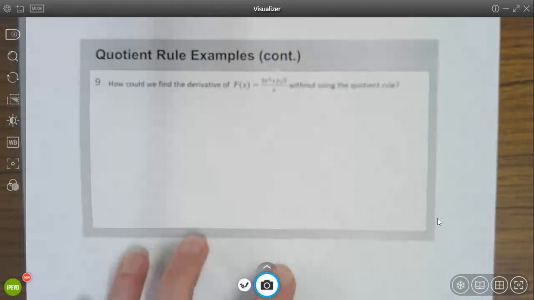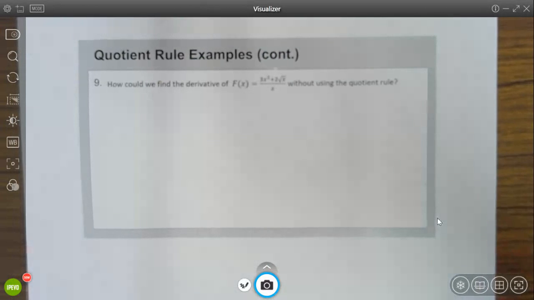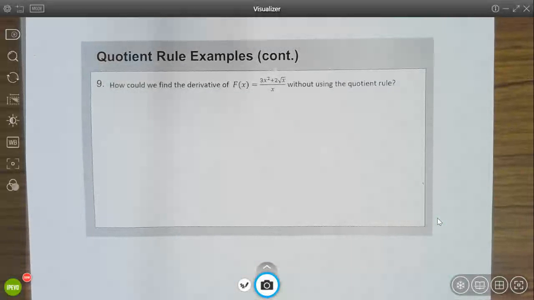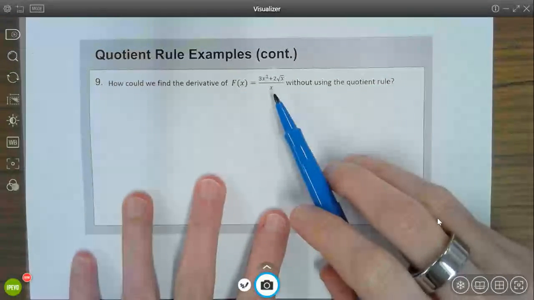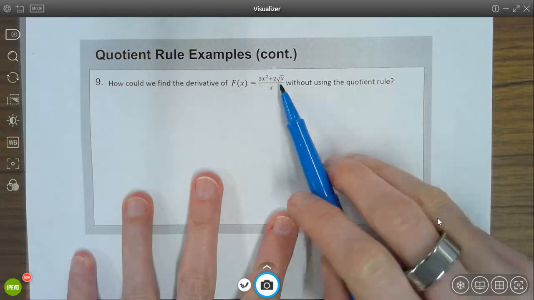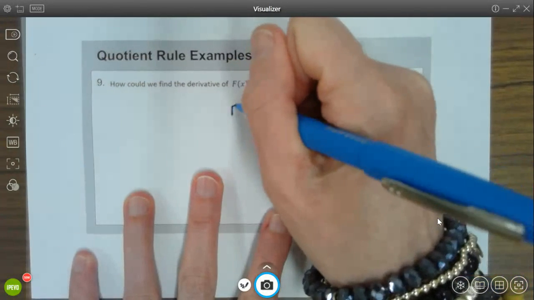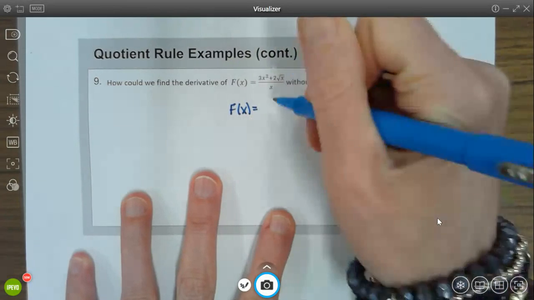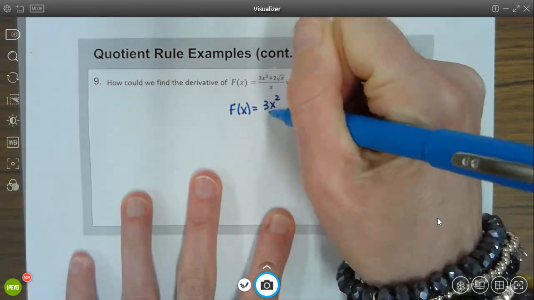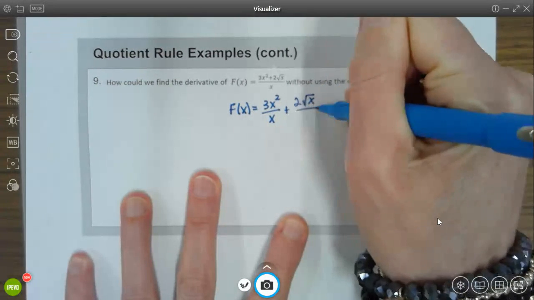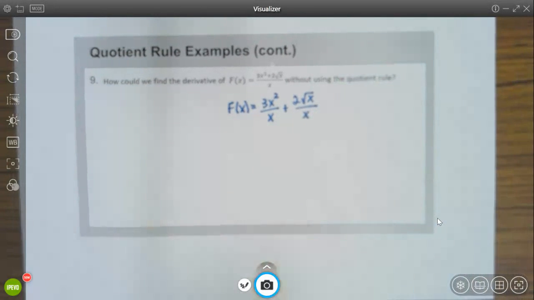Now, sometimes we might see a function that starts out looking like a good candidate for our quotient rule because we can see clearly that this guy is a fraction. But I don't always have to use quotient rule with fractions. If I have a fraction and in my denominator is a single term, I can go ahead and rewrite my function by taking each piece in the numerator and dividing it by that denominator. I'm basically uncombining fractions there.